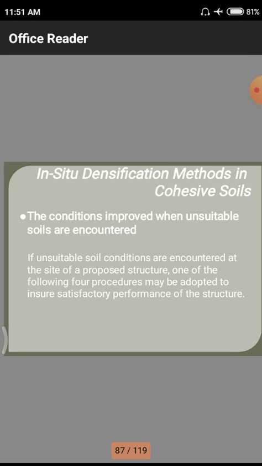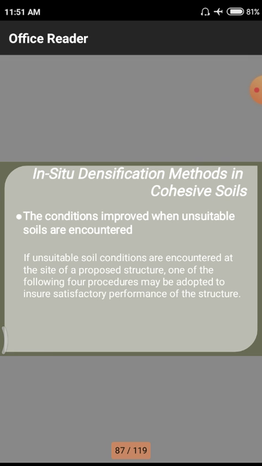Previously we discussed different methods which are used to densify the soils in case of granular soils. But here we have cohesive soils. In case of these cohesive soils, which methods are suitable? What are the different techniques to densify the particular soils? We need to observe what are the main methods used in these cohesive soils.